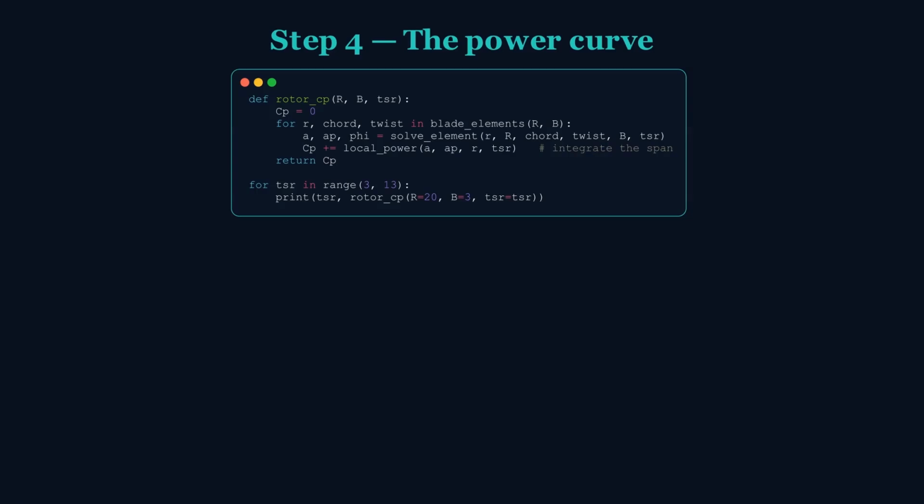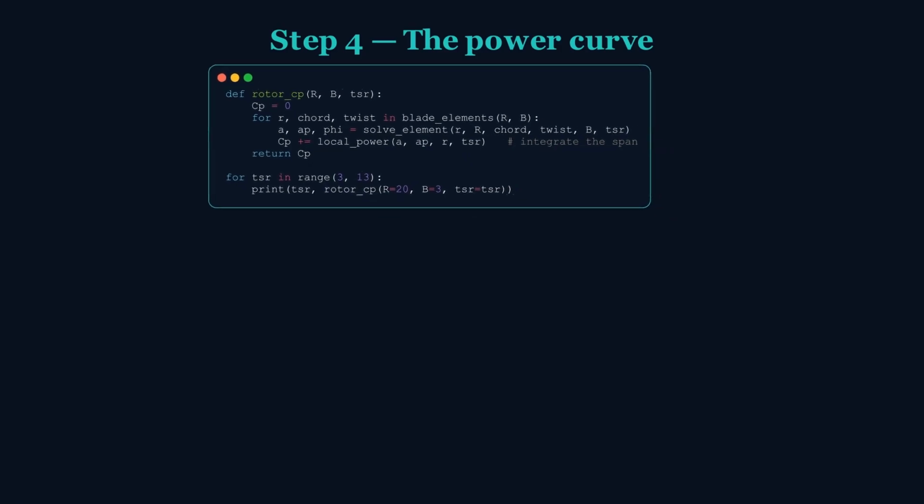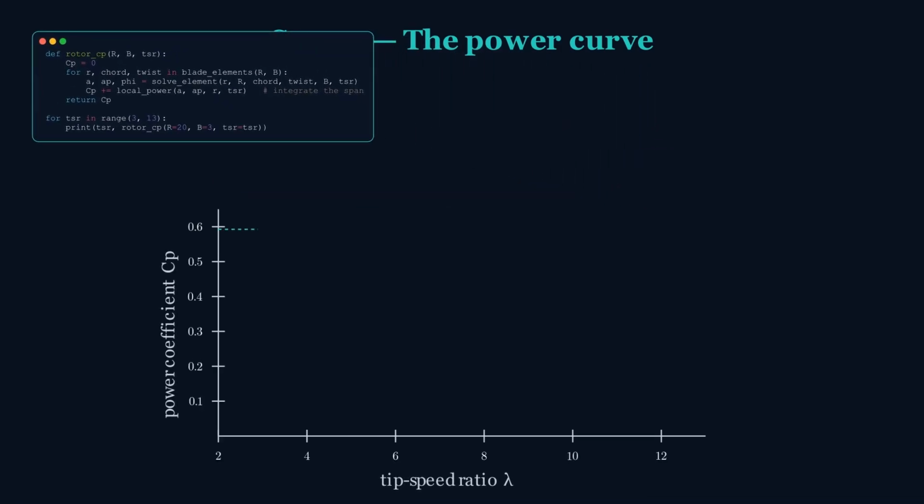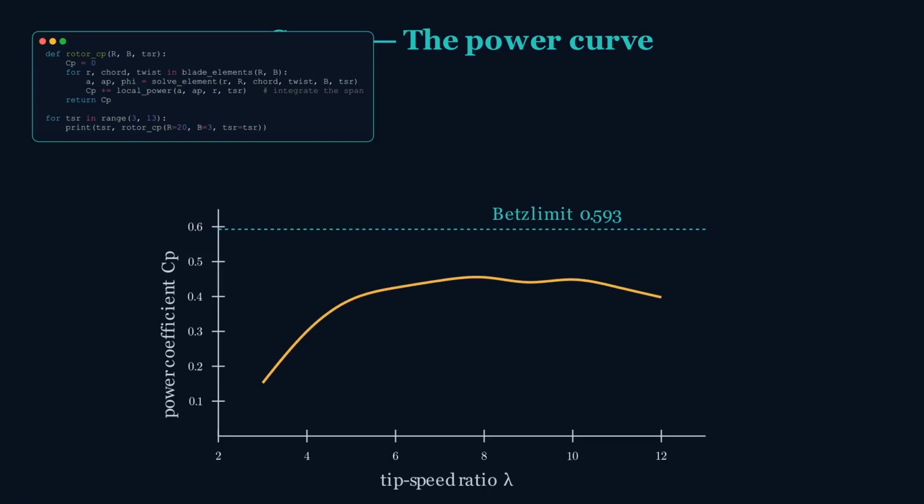So we run the solver across every slice, add up the power each one captures, and get a single number for the whole rotor, its power coefficient, Cp. Now sweep the tip speed ratio, how fast the tips move compared with the wind, and plot Cp for each. A clear curve appears, and it never crosses the Betz ceiling, exactly as momentum theory promised.